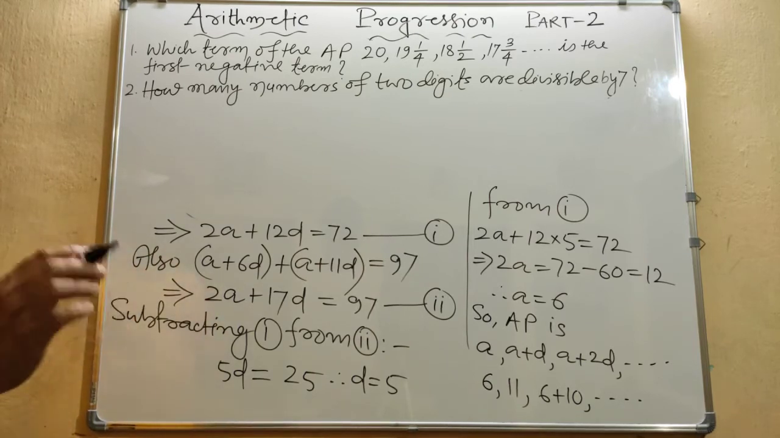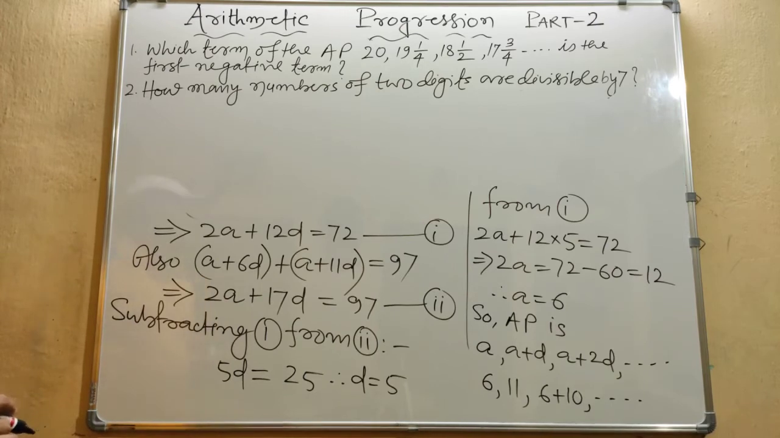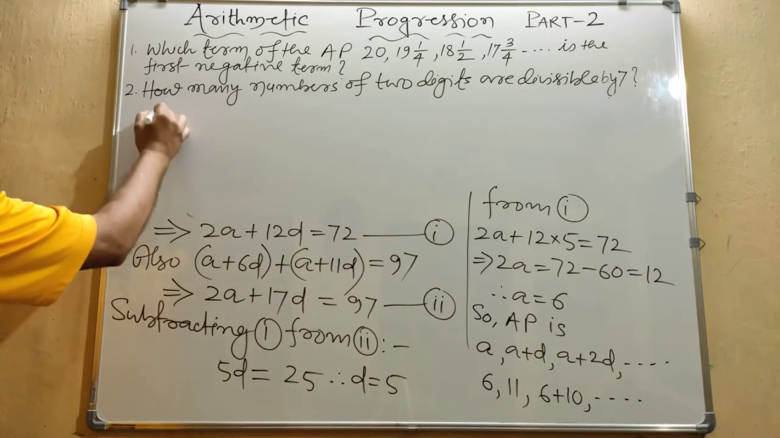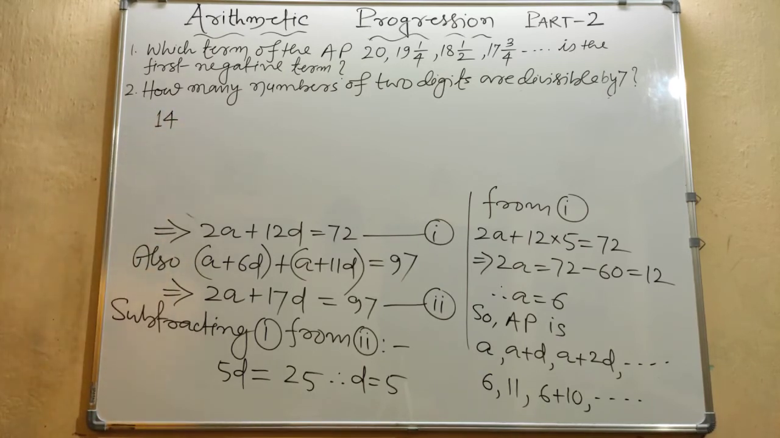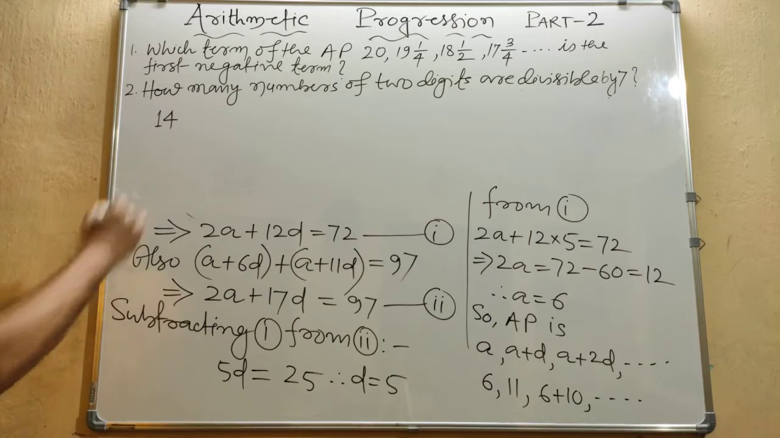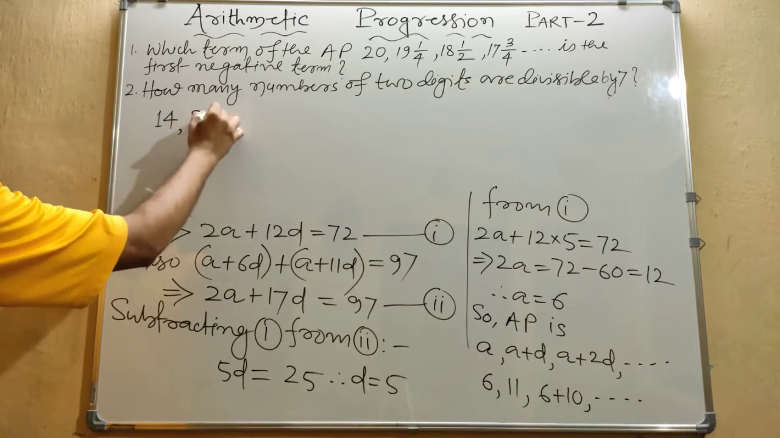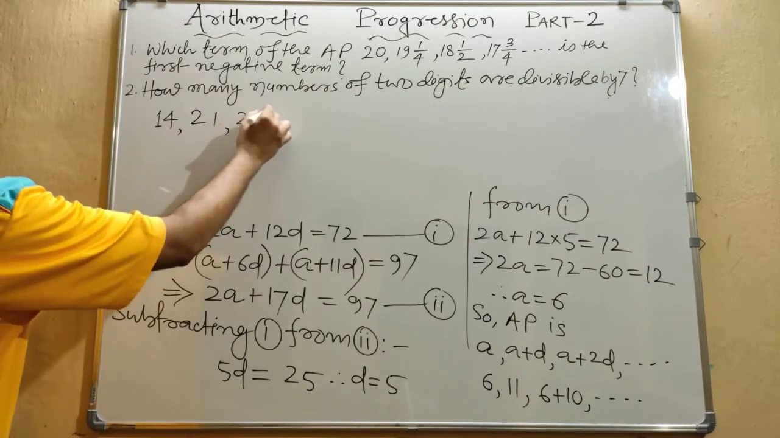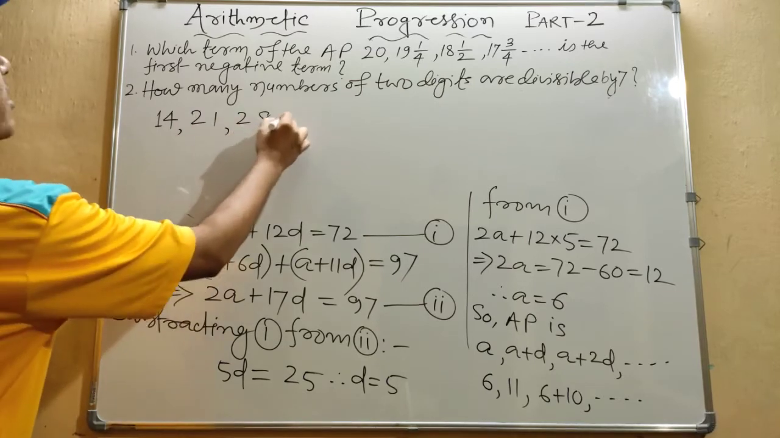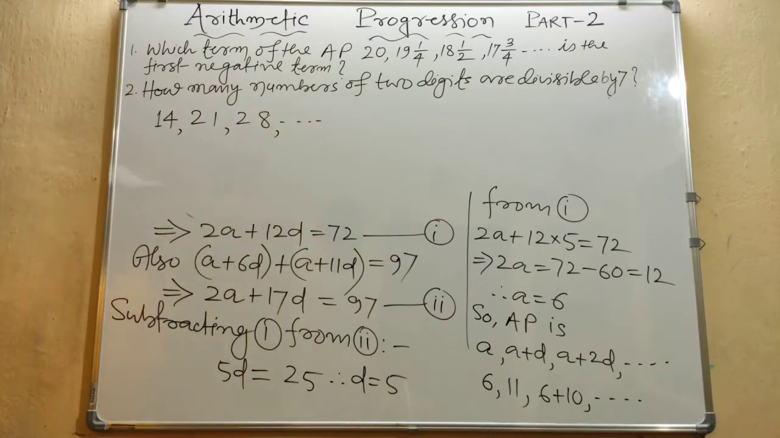What is the first 2 digit number divisible by 7? Obviously it is 14. 2 डिजिट का पहला नंबर जो 7 से डिविजिबल हो, 14. नेक्स्ट क्या होगा? 21. नेक्स्ट क्या होगा? 28. And so on it will continue. What will be the last? How many numbers of 2 digits? What is the last 2 digit number which is divisible by 7? How will you calculate?